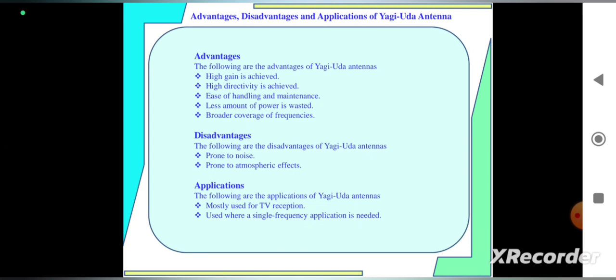The following are the disadvantages of the Yagi-Uda antenna. First one, it is prone to noise, and second point, it is prone to atmospheric effects. Next, the applications of the Yagi-Uda antenna: it is mostly used for TV reception. Next, second point, used where a single frequency application is needed. Okay, these are the advantages, disadvantages and applications of Yagi-Uda antenna.